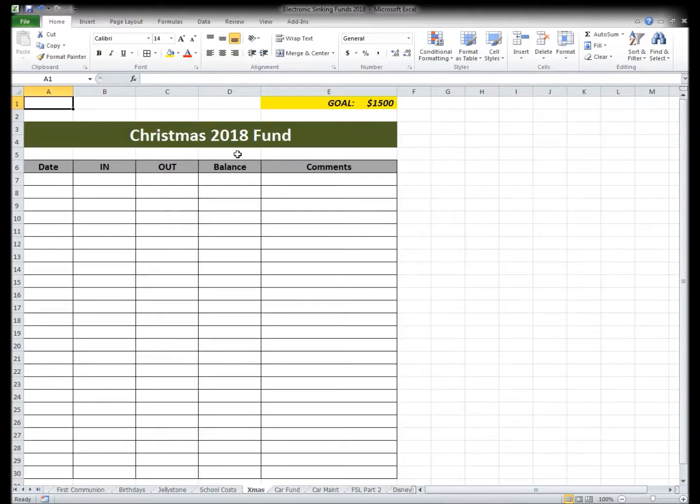Then we have Christmas fund. So I've put a goal of $1,500. I don't think I would spend that much, but I'd rather have more and not use it all than not enough. So that's where that is.